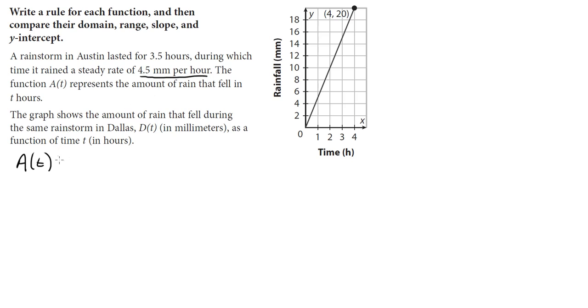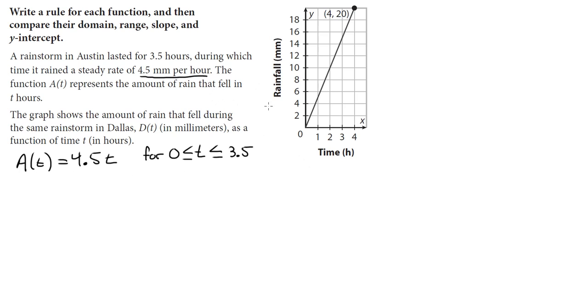So a of t equals 4.5t. Now notice here the amount of time. How long did it rain in Austin? 3.5 hours. So we have to give here our domain. So we're going to say for t is greater than or equal to 0 and less than or equal to 3.5. That's the rule for a of t.